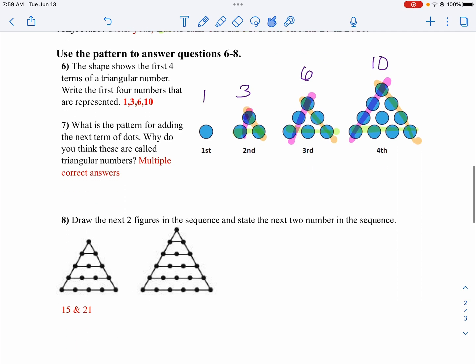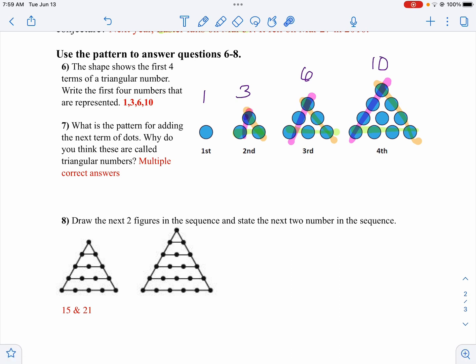So if I add a row to 10, notice I'm adding 1, 2, 3, 4, 5. So that's why my next number is 15. And my next triangular number, I add 2, 4, 6 on that. So I am adding 6. You could even say you're adding 1 more each time.